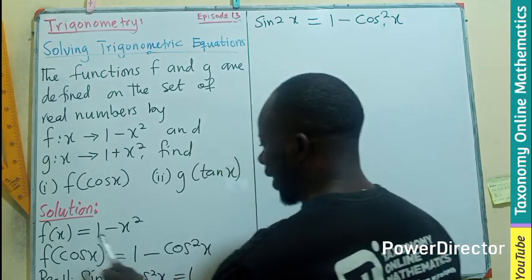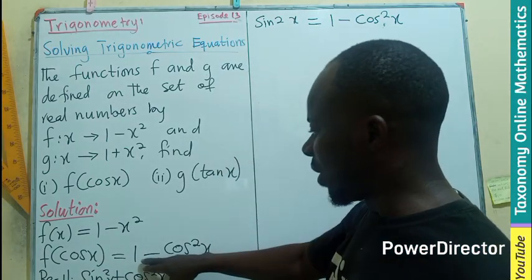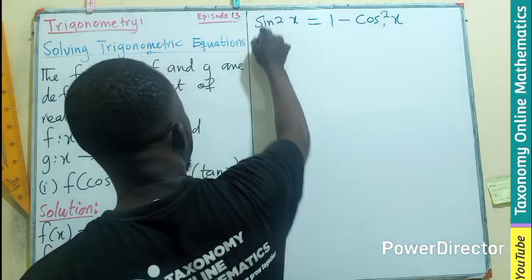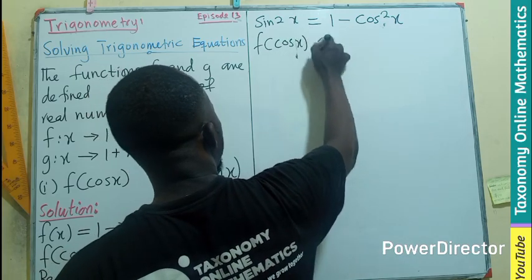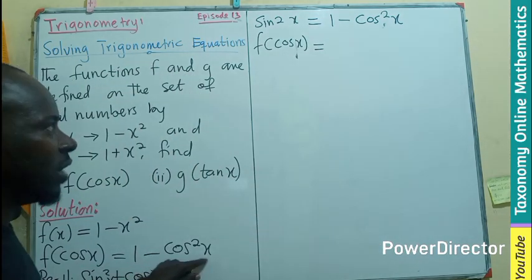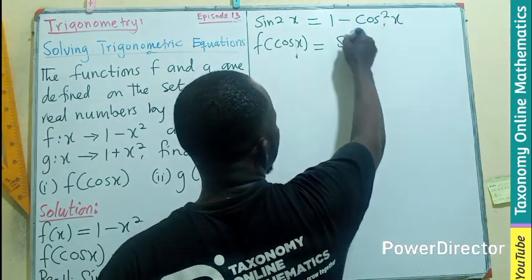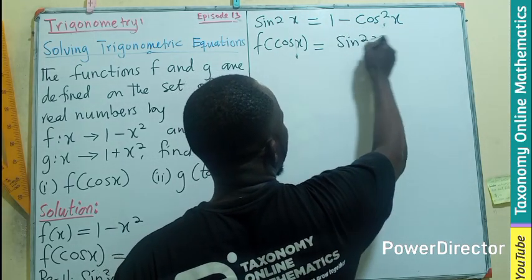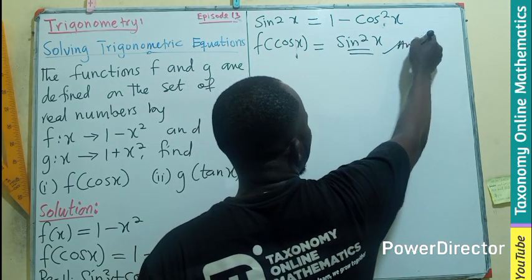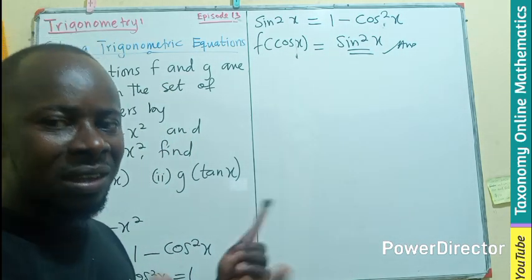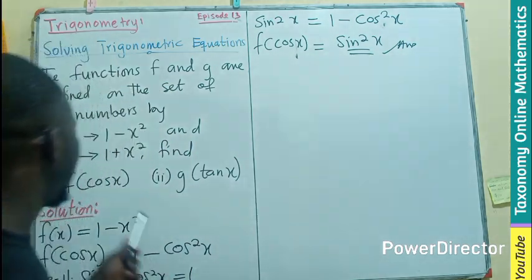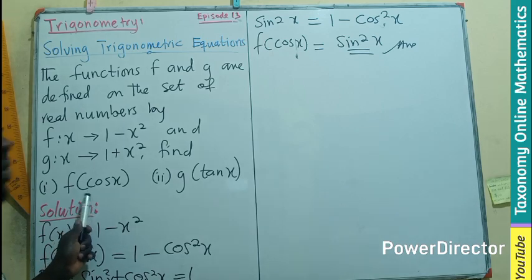So let's bring it back into our function. So f of cos x will be equal to the whole of this, which will become sine square x. So that is our final answer. We are not asked to find the value of x, just to find the expression as x is changed with this.